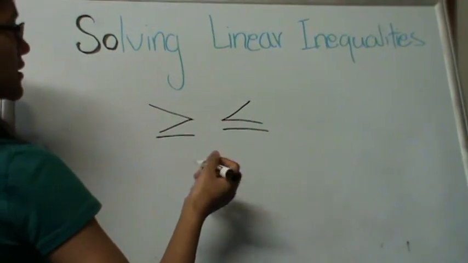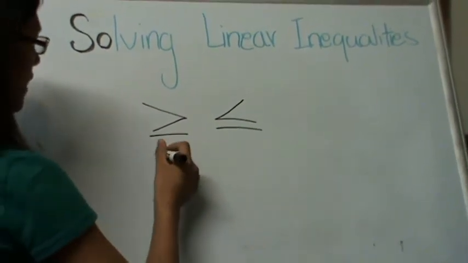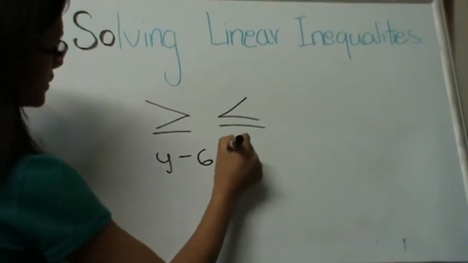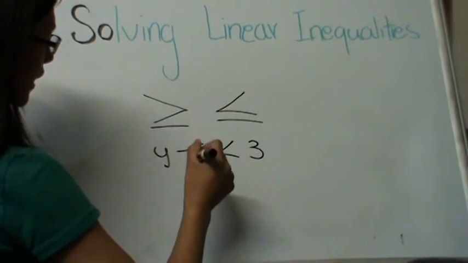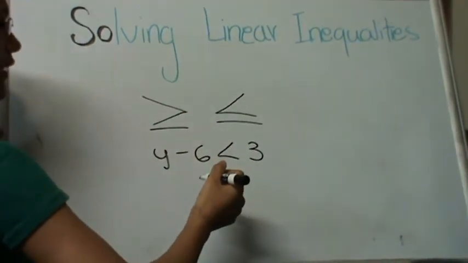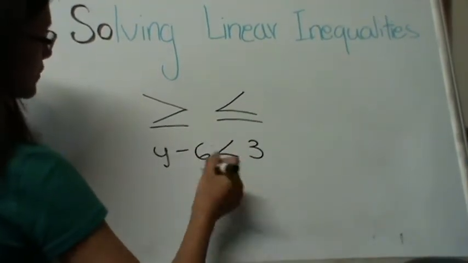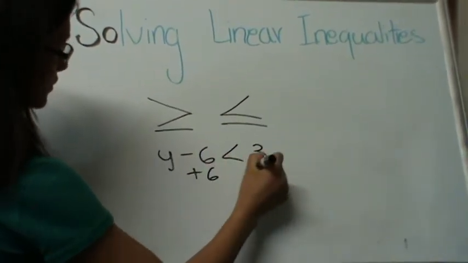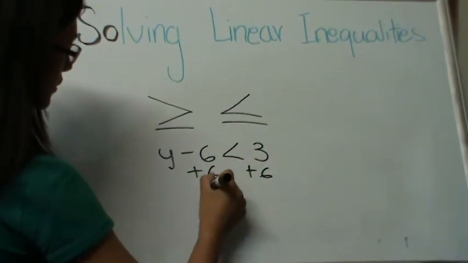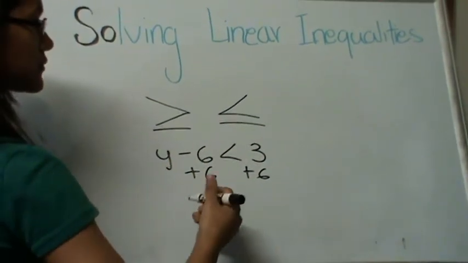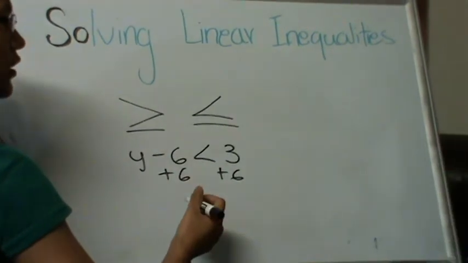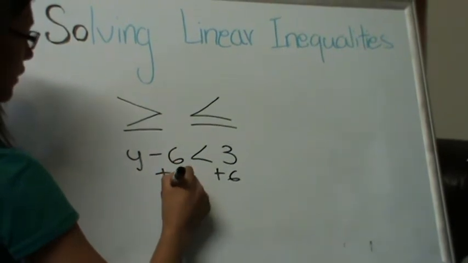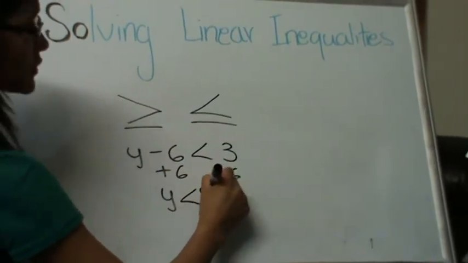Let's do an example. Solve y minus 6 less than 3. And so, add 6 to both sides. The inequality stays less than. When you do this, you get y less than 9.